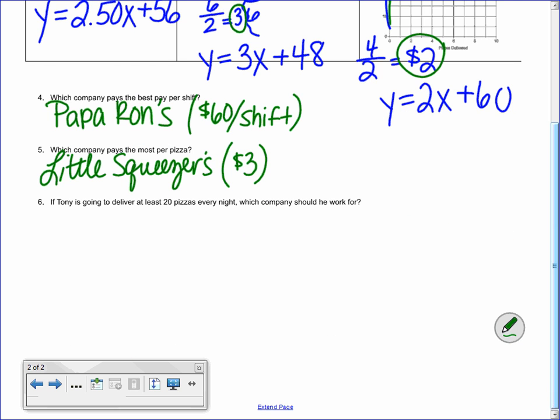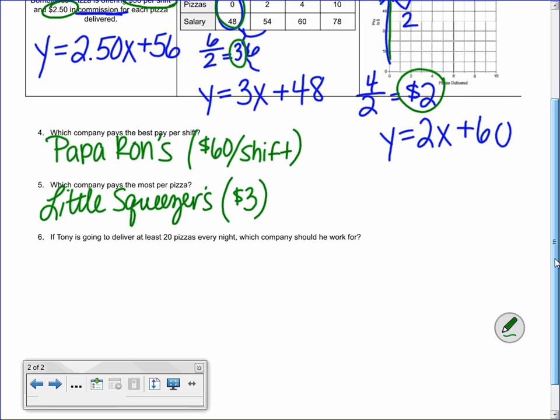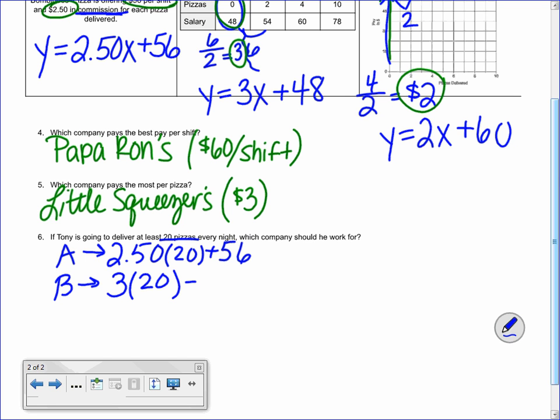Okay, and then you can use your rule again to do all your math. So option A, if we're going for 20 pizzas here, 2.50 times 20 plus the 56. 3 times 20 plus 48. Or C would be 2 times 20 plus 60.